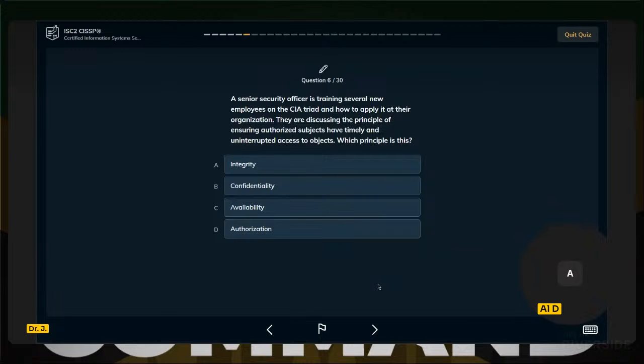All right. A senior security officer is training several new employees on the CIA triad and how to apply it at their organization. They're discussing the principle of ensuring authorized subjects have timely and uninterrupted access to objects. Which principle is this?